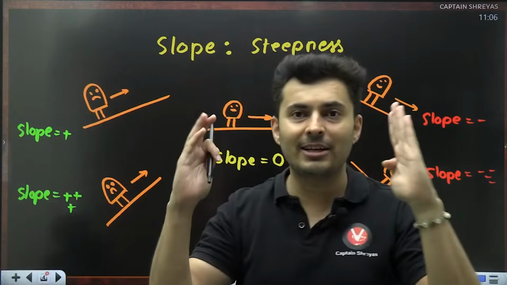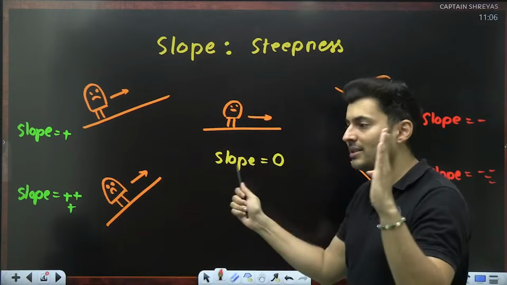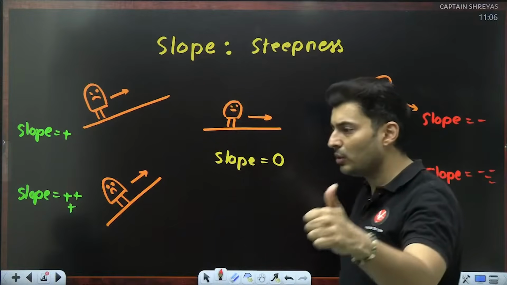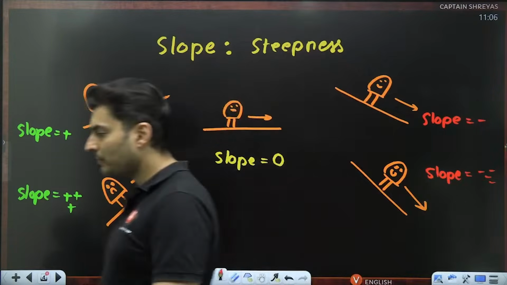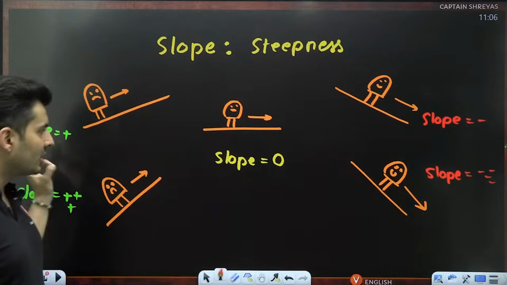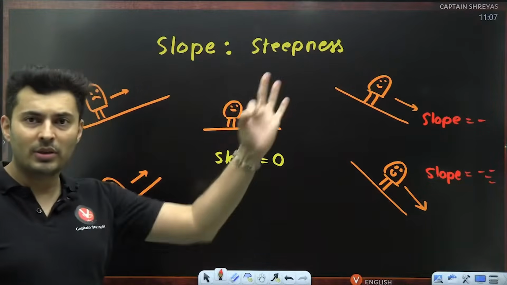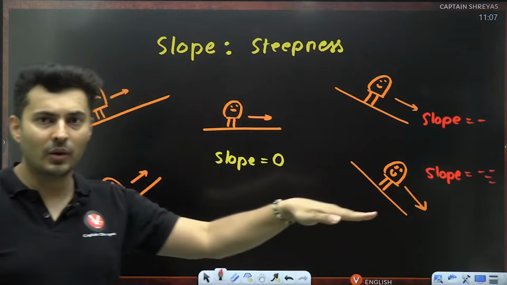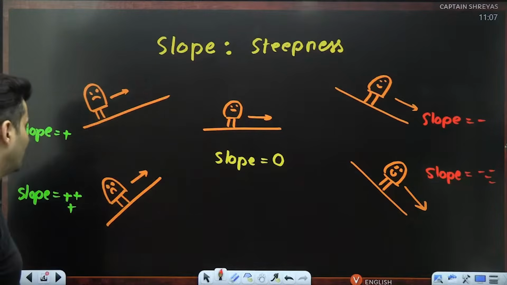Is this positiveness, negativeness, and 0 concept of the slope absolutely clear? Give me thumbs up. Yes, everyone with me on this? Is this concept absolutely clear? Positive, negative, 0. Okay, I have taken the example of Pandu for this.